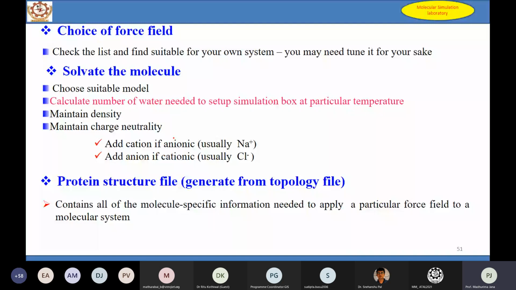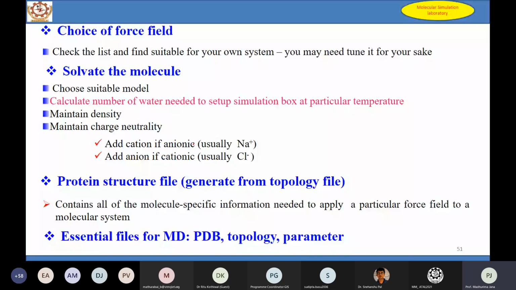Okay, so obviously there are some commands. You have to follow those to get that particular structure file for your own system from the library, whatever force field you are using. Okay, so that you have to generate. Then generally the essential files for molecular dynamics simulation of protein systems are the PDB, topology, and parameter files.